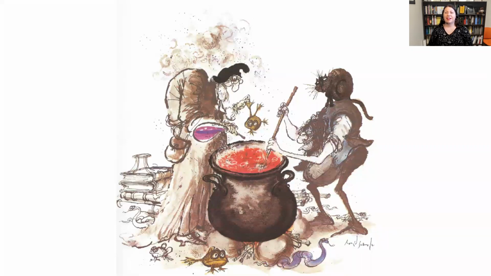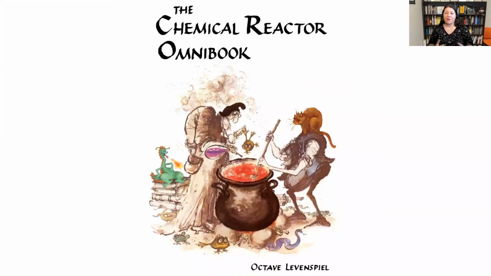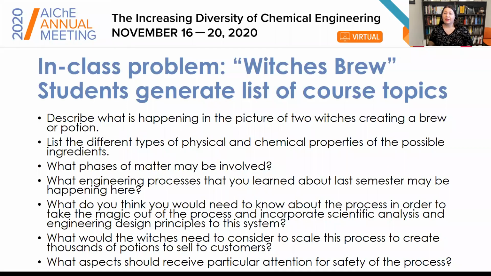This becomes a conversation starter for my students. This is from the front cover of Octave Levenspiel's Chemical Reactor Omnibook. Those of you familiar with his work may have recognized this image. A more recent edition of the book has a small dragon, which my photo that I show the students does not include. We use this as the first in-class problem, on the very first day of class. We call it the witch's brew. The purpose is for students to generate the list of course topics.